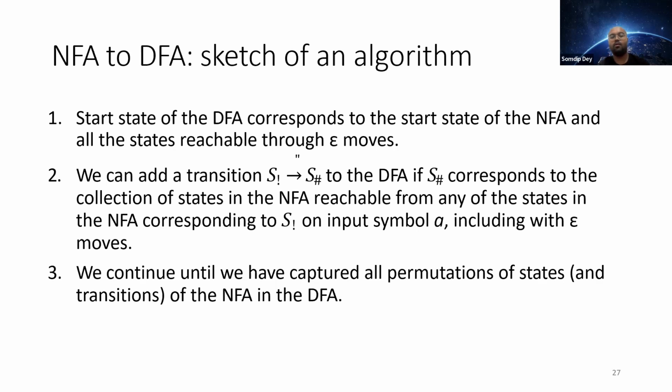So pause for a minute and think about what I just said. Here, the transition in the DFA from S to S hash can happen if S hash corresponds to the collection of states in the NFA reachable from any of the states in the NFA corresponding to S on the input symbol A.